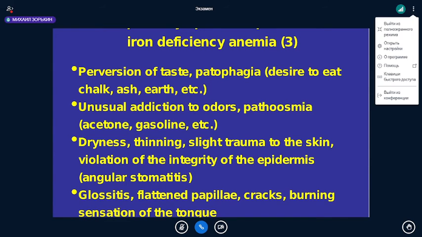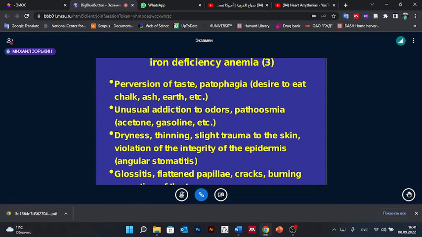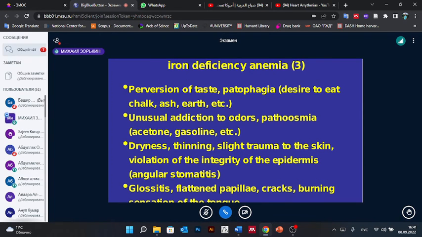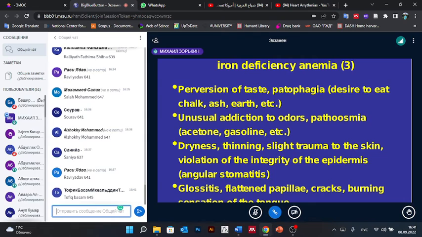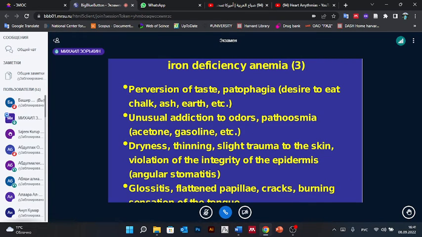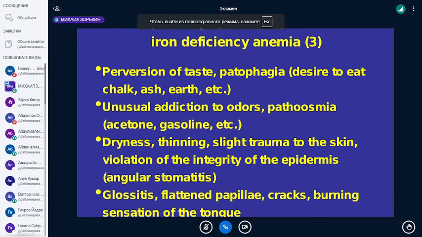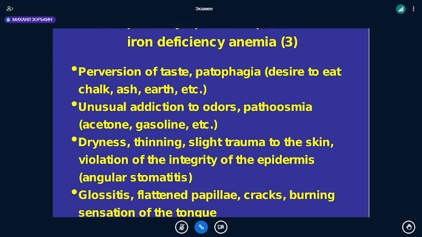Sideropenia signs continue. They can be perversion of taste, pica, for example, when a patient with a long-existing anemia surprisingly wants to eat chalk, ash, earth, and sometimes there is an unusual addiction to odors, unpleasant smells like acetone or gasoline. With anemia, this condition can also be present. And of course, this can become an additional confirming factor for the clinical diagnosis.